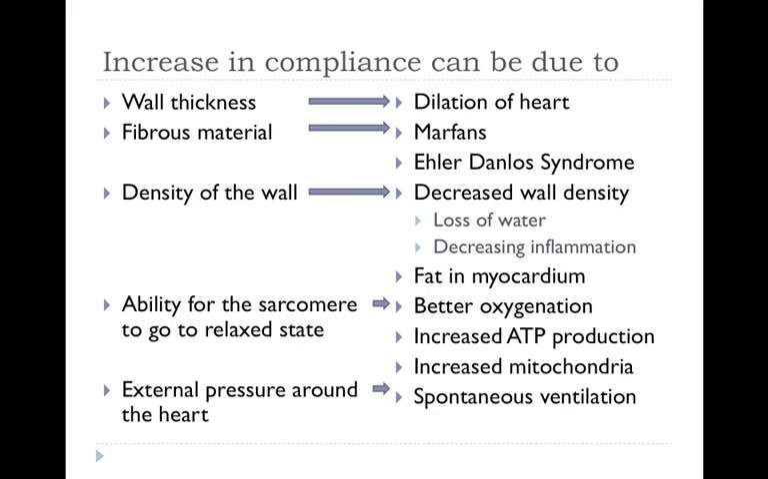As for the ability of the ventricle to dilate itself and relax due to sarcomere relaxation, anytime that you have increased oxygen delivery, increased ATP production, or an increase in mitochondrial numbers, these will tend to help increase the compliance of the left ventricle or the right ventricle. The external pressure around the heart usually is, under spontaneous breathing, a negative pressure, so the compliance of the ventricle actually improves during negative inspiratory pressure breathing.